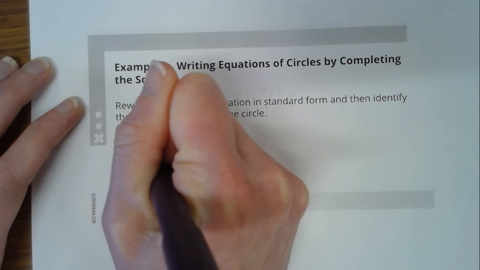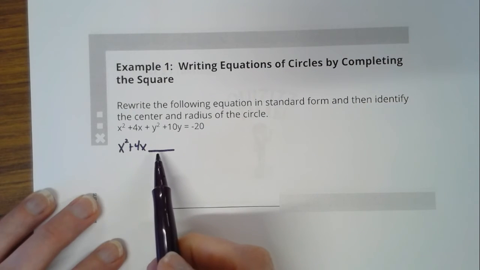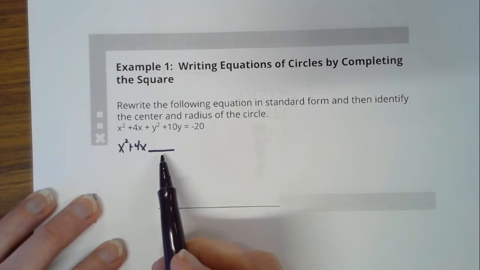And if my goal is to factor this so that in my circle formula I have that quantity of x plus something squared, I'm going to complete the square so that this would be factorable into that format.